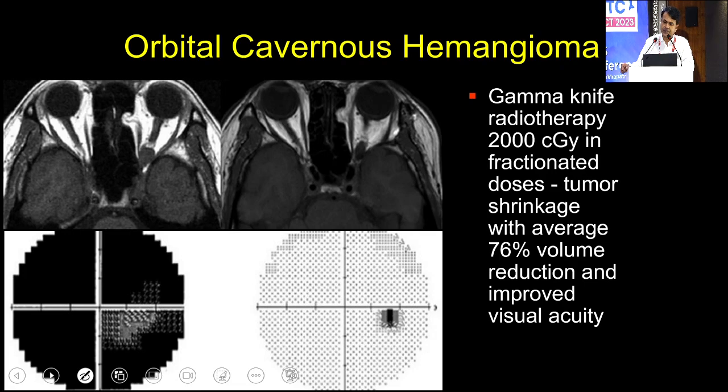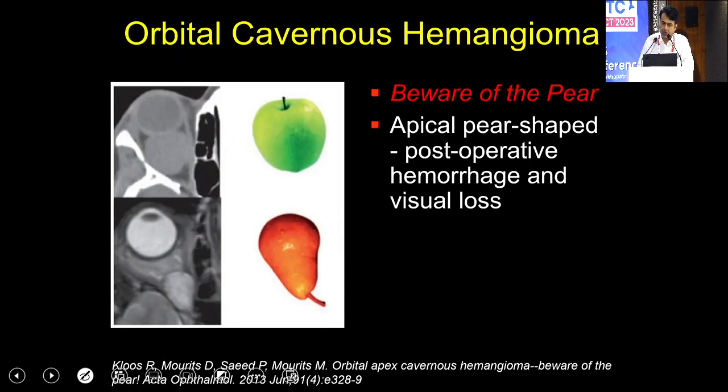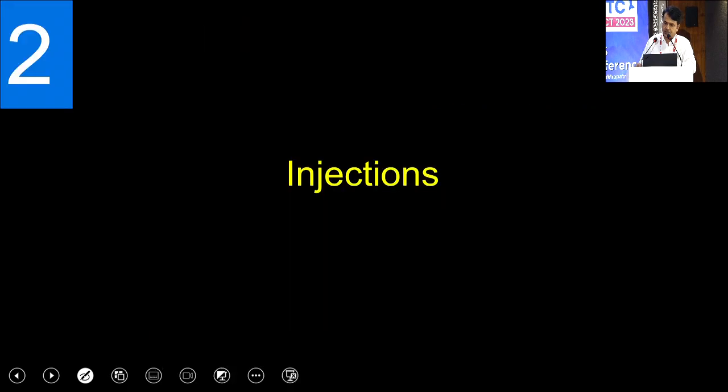This is from the literature, where a much smaller dose of 2000 centigray using gamma knife was delivered for a much smaller lesion with a severe visual field defect, and there was complete reversal of the visual field defect. So radiation could be considered in a patient who has a pear-shaped lesion where there is no clearance at the orbital apex, where surgical maneuvers can be dangerous.